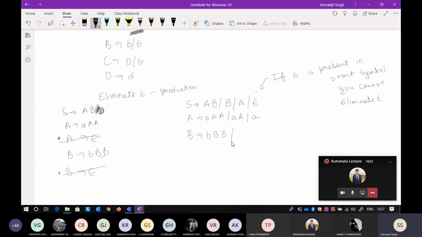Now for b, you follow the same thing. First epsilon here, it becomes bb. Second epsilon here, it again becomes bb. And if you put epsilon in both, you get b here.